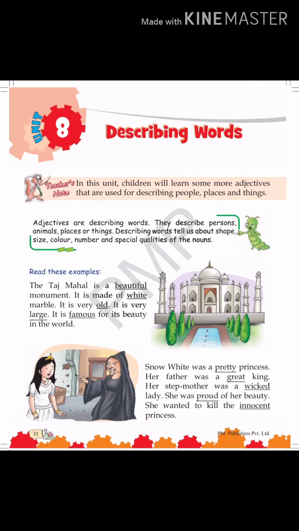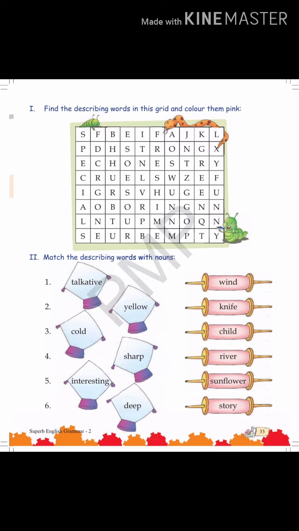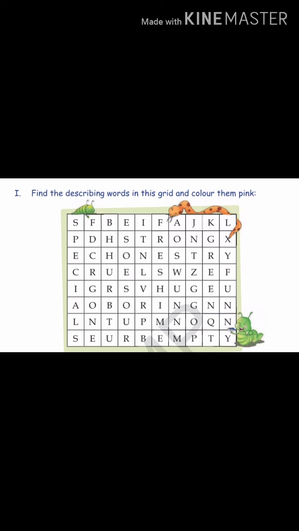So now, let's begin the exercise work from your grammar book. It's chapter 8, describing words. As you already know what describing words are, let's find out the describing words in this grid and color them pink. So do it yourself. I'm not going to help you in this.